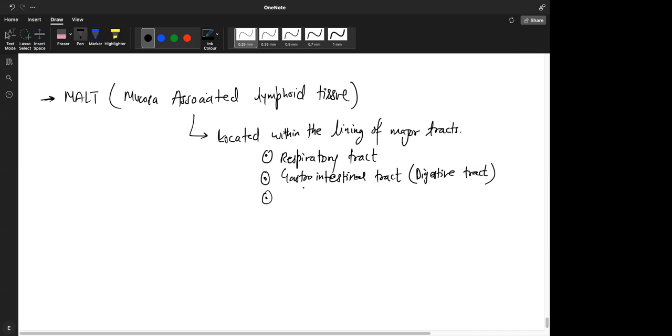the excretory tract is also there. It's called urogenital tract. Urogenital is the combination of excretory and reproductive tract. Right? They are closely associated. Yes or no? Yes, sir. So in all these tracts, their inner lining, which is the mucosal lining, has these mucosa associated lymphoid tissues present.